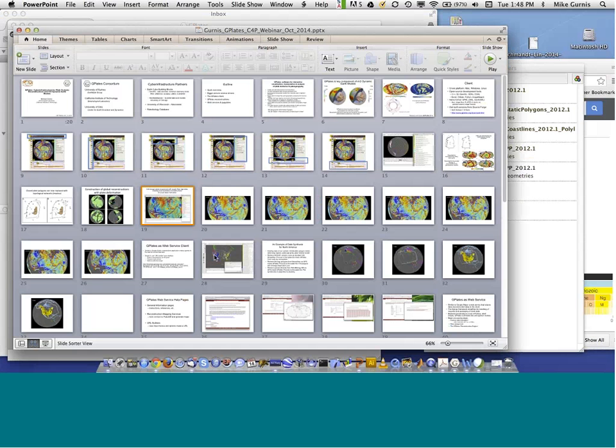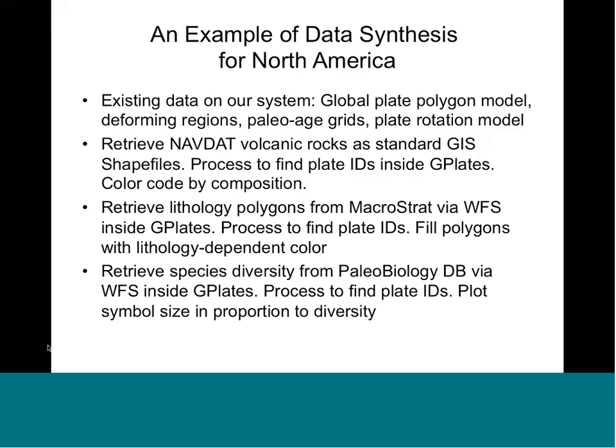And so what we're going to do is look at an example in which we use data and introduced it into GPlates in a number of different ways. Okay? So for example, this is an example of data synthesis for North America. And what we would have brought in as a beginning piece of data is global plate polygons, deforming regions, paleo age grids, and what's called a plate rotation model.